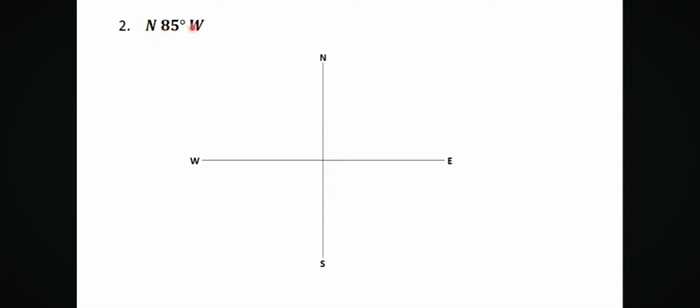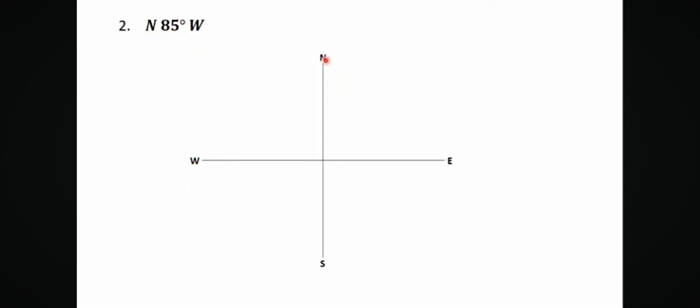North 85 degrees west. So as I said, the first one gives you an indication of where you are starting from. So you are starting from the north. The next one gives you an indication of where you are supposed to move towards. You are starting from the north and you are moving towards the west. So it means that in this bearing, you will be moving in this direction, from the north towards the west. Now, the angle gives you an indication of how much you are supposed to turn.